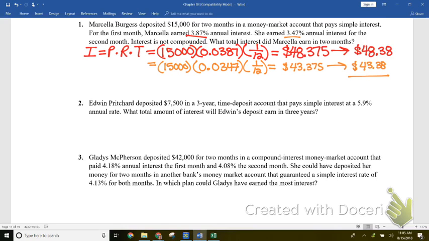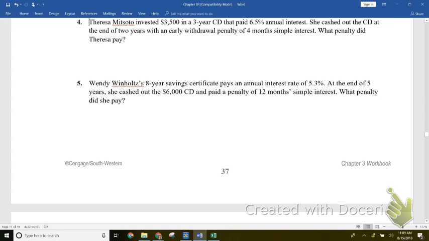If we add those two values up, the total amount of interest that she makes over the 2-month period is $91.76. Let's do one more example.